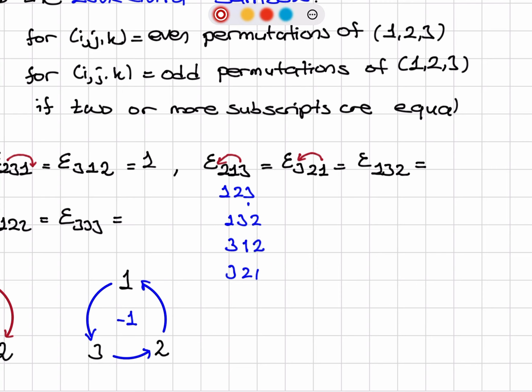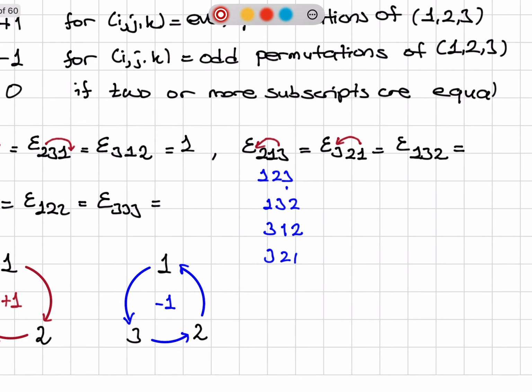So starting from 2, 1, 3, I go to 1, 2, 3. So 2, 1, 3 to 1, 2, 3 is multiplying it by minus 1. 2, 1, 3 going to 1, 2, 3, it's plus 1. 2, 1, 3 is minus 1, so there is a factor of minus 1 here.